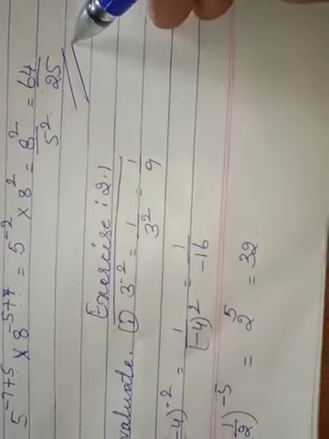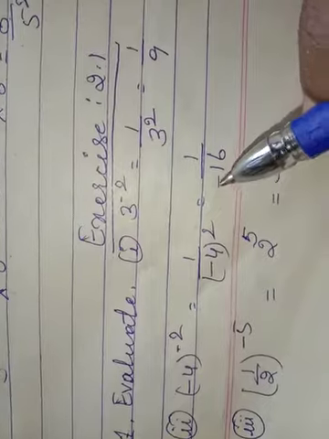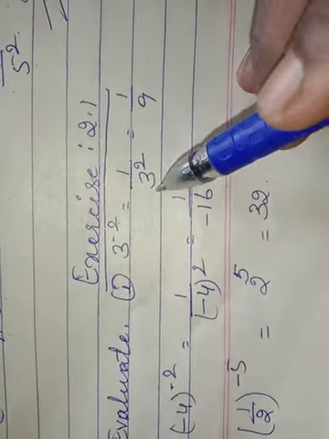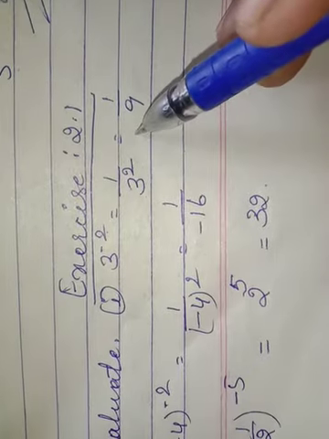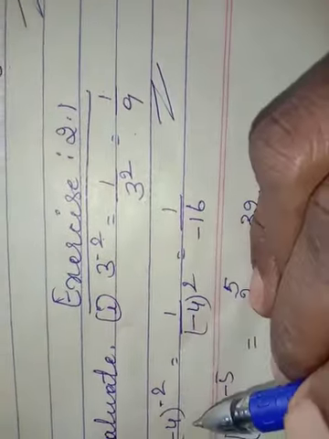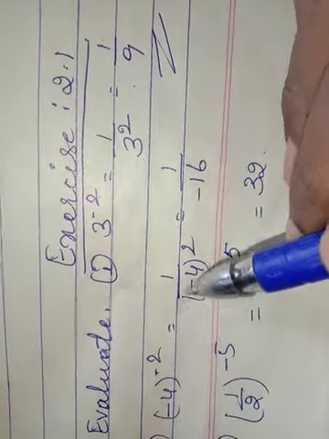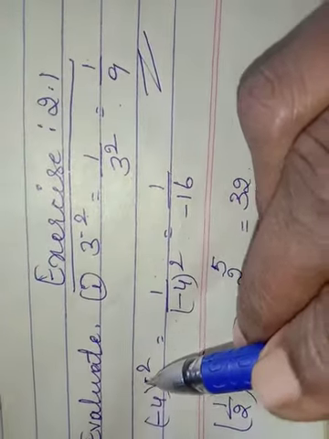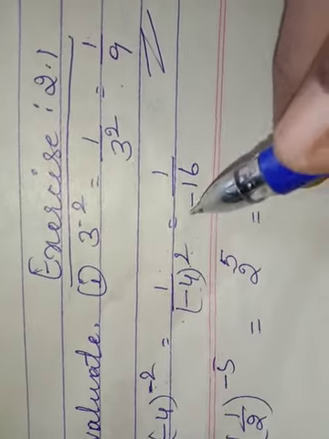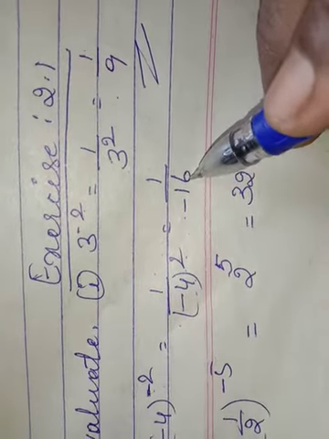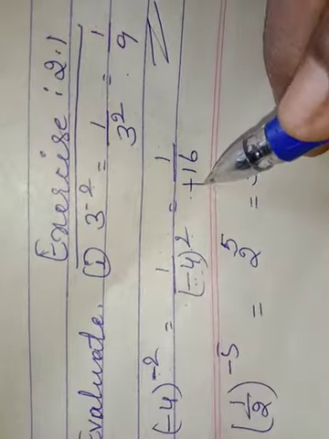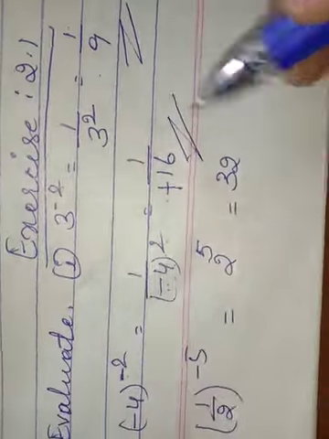Now let us move to the exercise. Evaluate 3 to the power minus 2, which is equal to 1 by 3 squared, that is 1 by 9. Now (minus 4) to the power minus 2 is equal to 1 by (minus 4) squared, and minus into minus becomes plus, so it is 1 divided by 16. This is the answer.